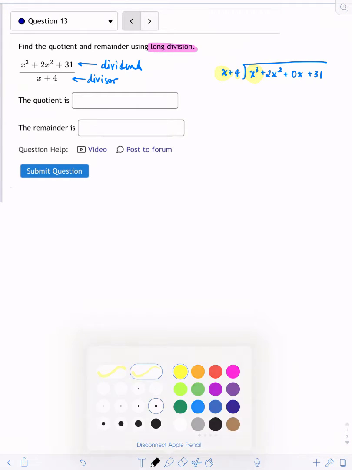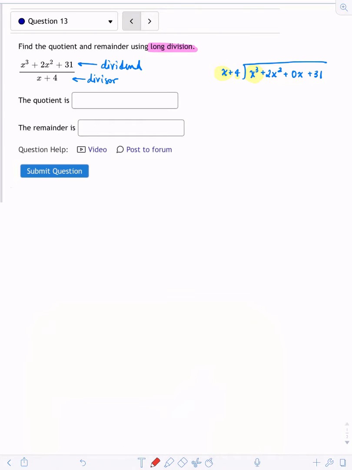Or you have an alternative way. You could say, okay, well, what's x cubed divided by x? And that would be x squared. So that means that x squared times x would give you the x cubed. And we'd like to keep our place values. So if it's x squared, put it above the x squared term in the dividend. So x squared times x is x cubed, but then also now you have to distribute. So not only do you multiply the x, but you'll multiply with the 4. And then x squared times 4 is 4x squared.